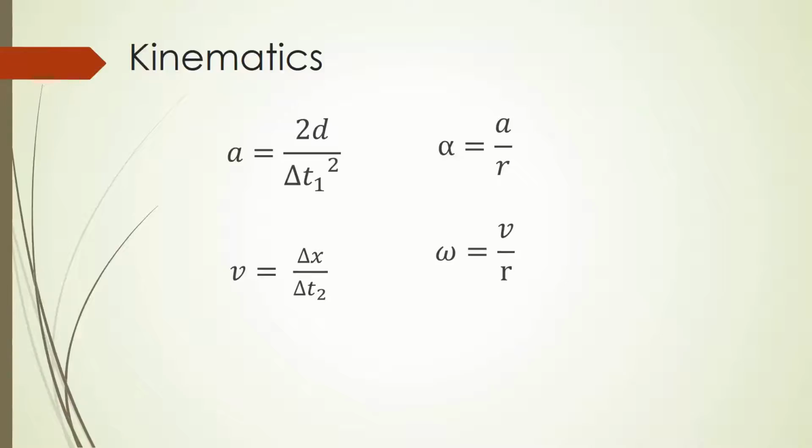The speed on the horizontal surface is the change in position over the change in time. The corresponding angular velocity is that translational velocity divided by the radius of the can.